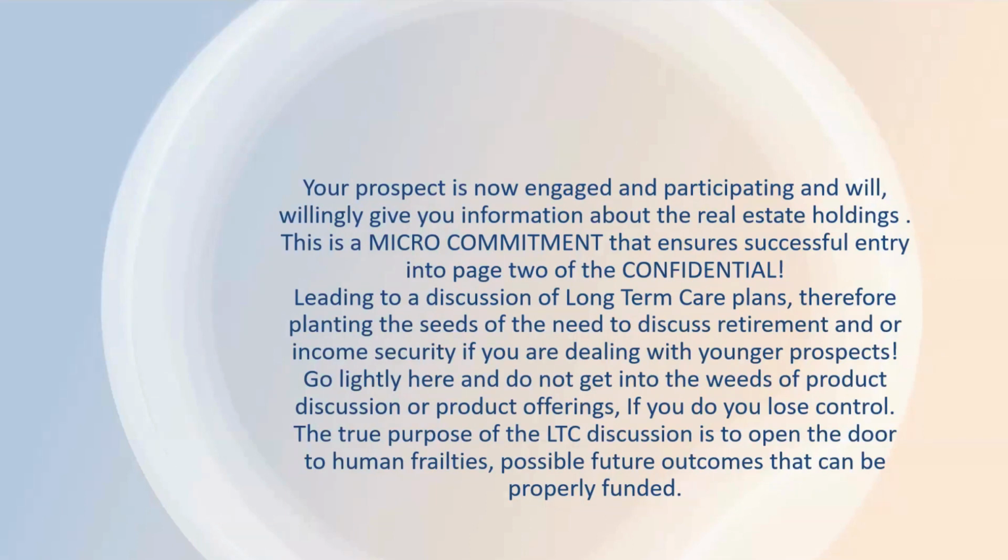So if you plant the seeds of the need to discuss retirement or income security, if you're dealing with younger prospects, you're going to be talking about term insurance and disability instead of permanent life insurance and income planning. But it's okay to talk about either one. You just want to go lightly with the long-term care. Do not get in the weeds of product discussion or product offerings. If you do, you lose control.